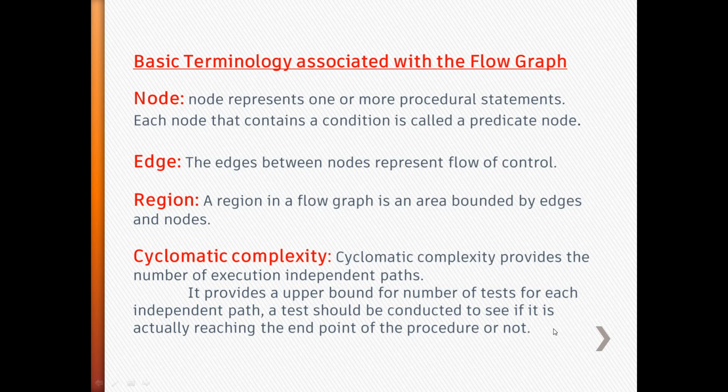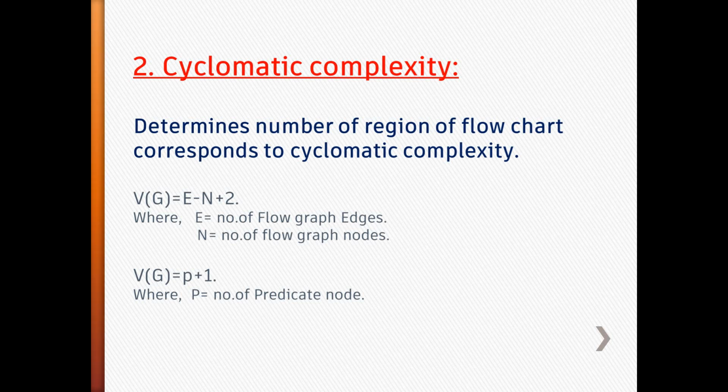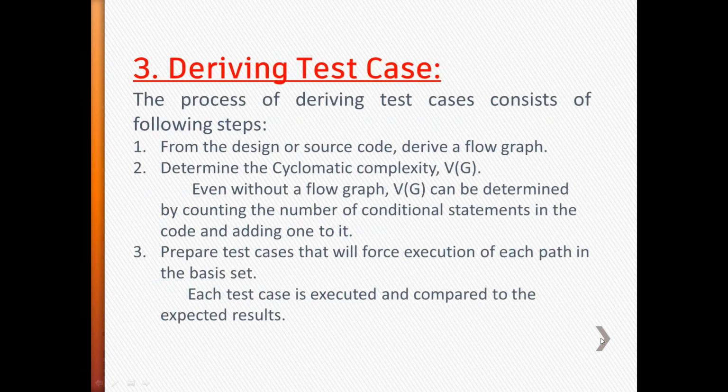For each independent path, a test should be conducted to see if it actually reaches the endpoint of the procedure or not. Cyclomatic complexity determines the number of regions of the flow graph. V of G, that is the definition of a graph. A graph consists of a set of vertices and edges. V of G equals A minus N plus 2, where A is the number of flow graph edges and N is the number of flow graph nodes. V of G equals P plus 1, where P is the number of predicate nodes.